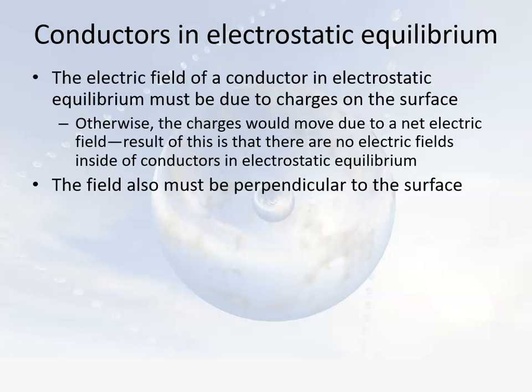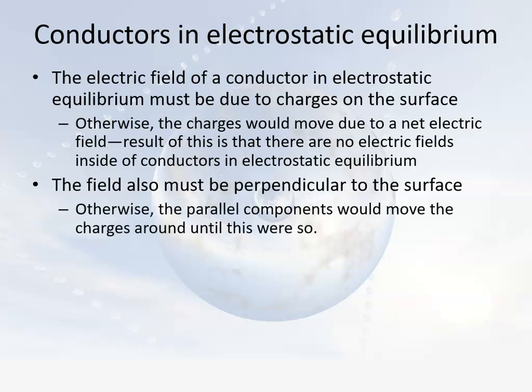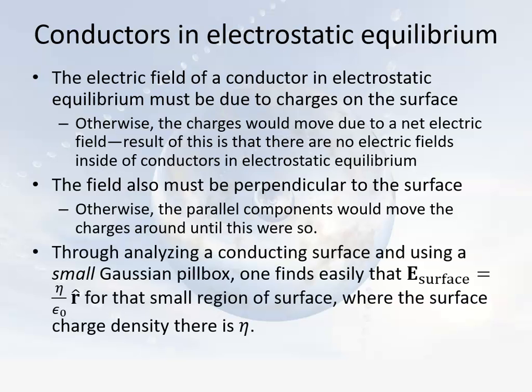So the electric field must also be perpendicular to the surface of our conductor. If this was not true, there would be parallel components of the electric fields, and these parallel components would cause the charges to move around until they have configured themselves into an arrangement where there are no more parallel components of the electric field causing charges to move around. And usually this happens very quickly, I might mention.